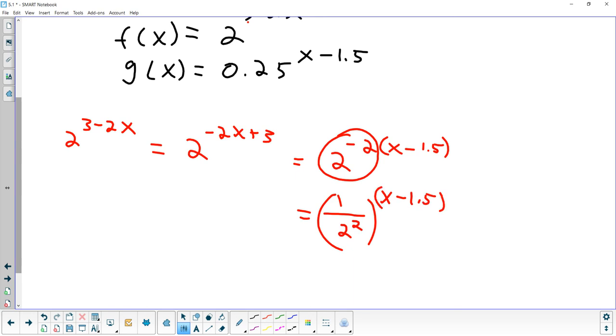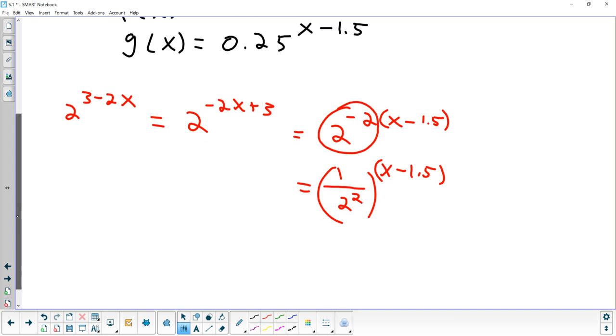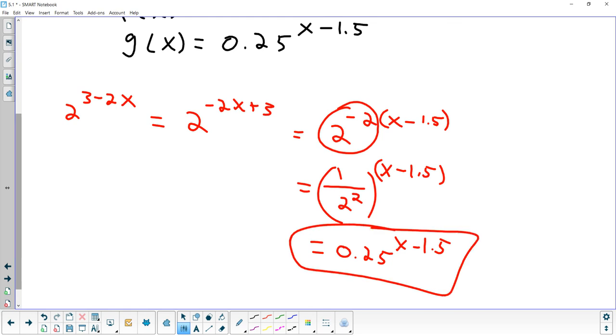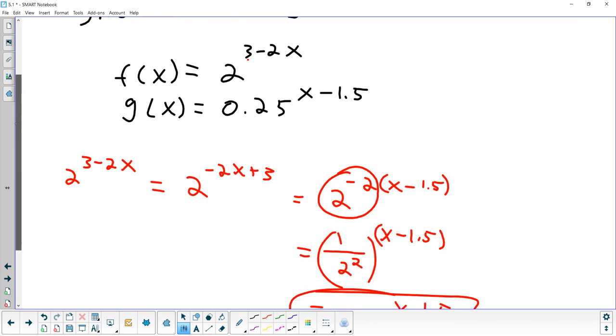So that's 1 over 2 to the second, because 2 to the negative 2 means to put it in the bottom of a fraction. And what's 2 to the 2? 4. And what's 1 over 4? 0.25. So 0.25 x to the minus 1.5. So just by doing a little bit of algebraic manipulation, we showed that those two things are exactly the same.